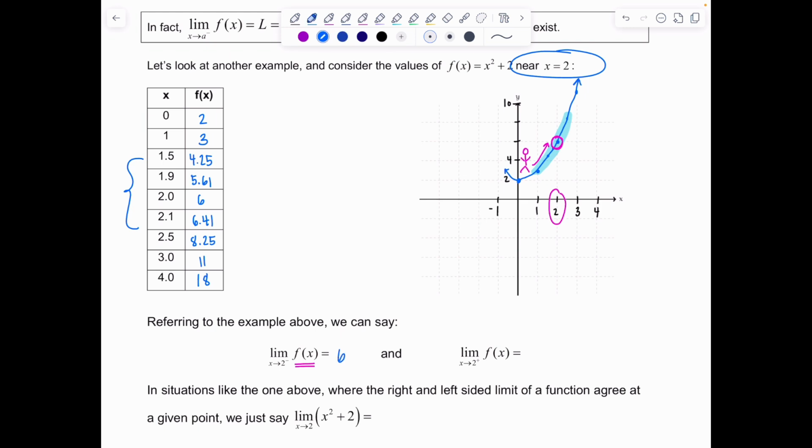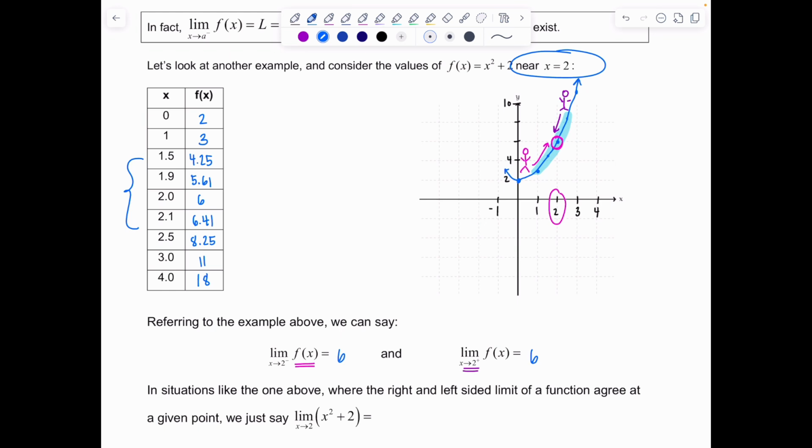Okay, what about from the other side? What's the limit as x approaches 2 from the right? So now put your little stick figure over here. Where's he going? Oh, he's going to 6 as well. Oh, they're going to meet up. They're going to have a very lovely coffee date or something. Who knows? But they're going to find each other.